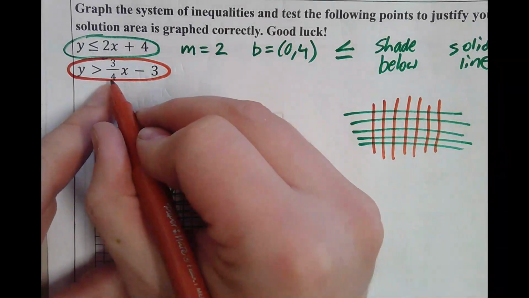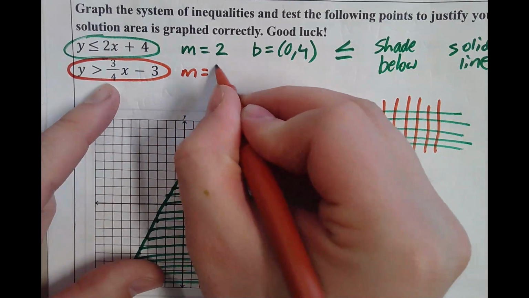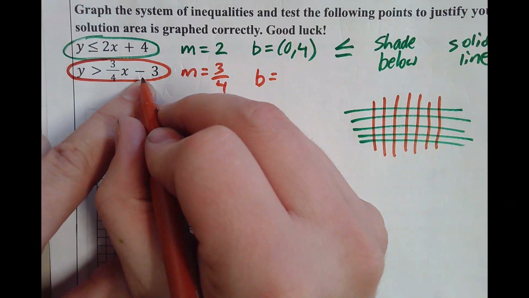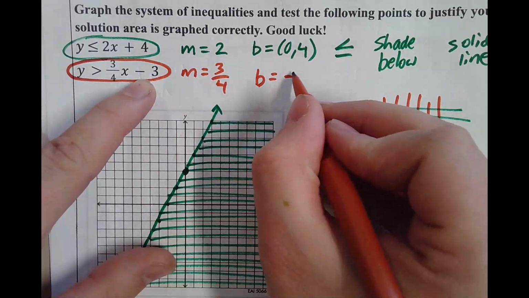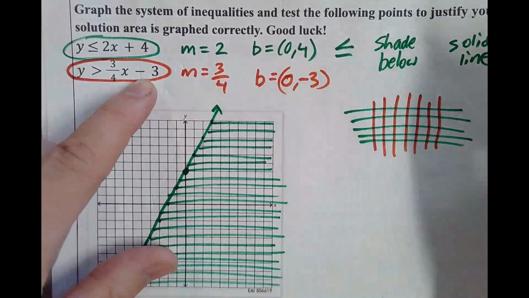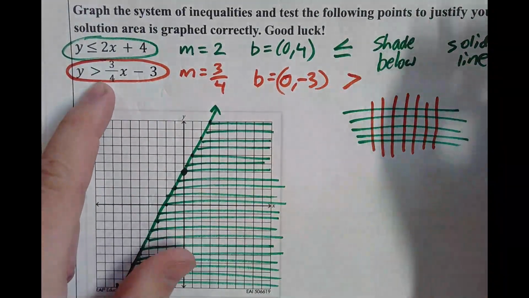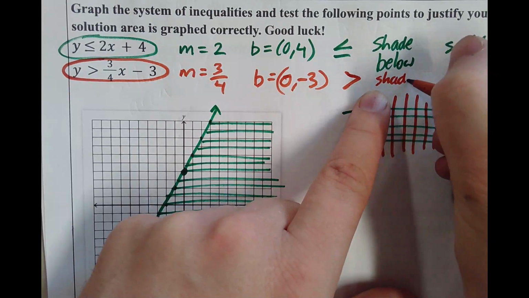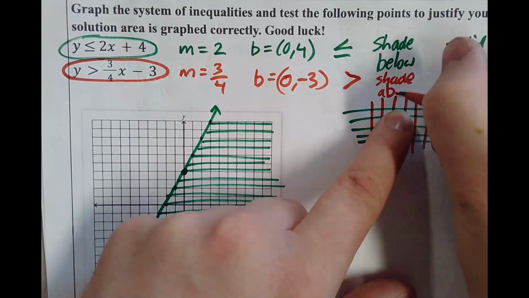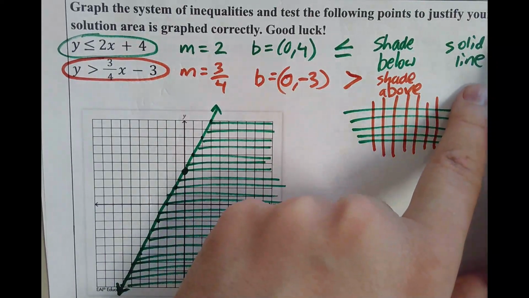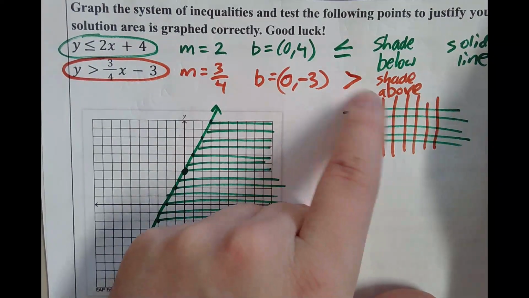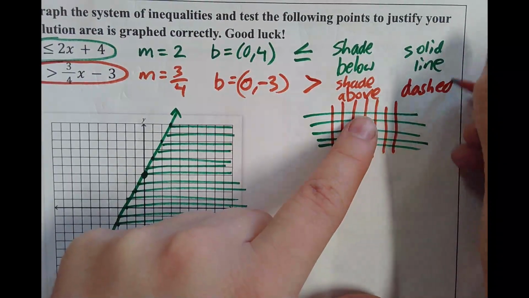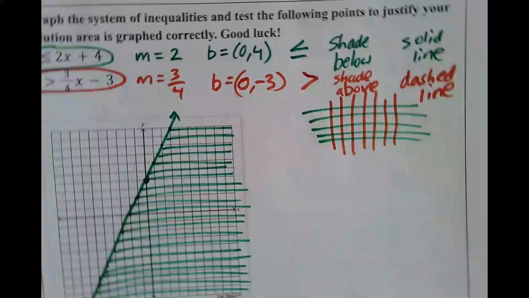Okay, so what's the slope? 3/4. What's the y-intercept? 3 or -3? -3. Good. If it's this symbol, is it greater than or less than? Shade above or below? Greater means above. And is it solid or is it dotted? There's no equal sign, so I know that it needs to be dotted, or what we like to call dashed.